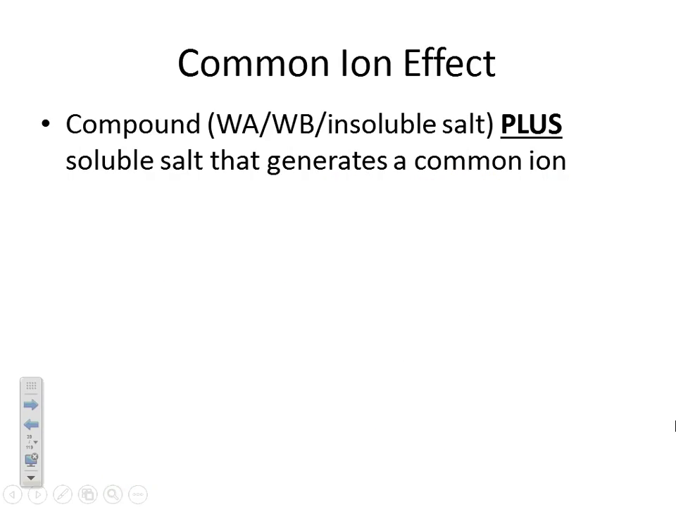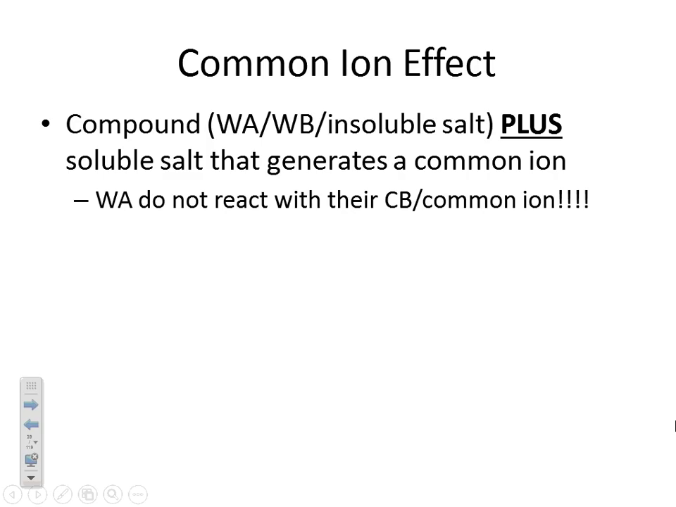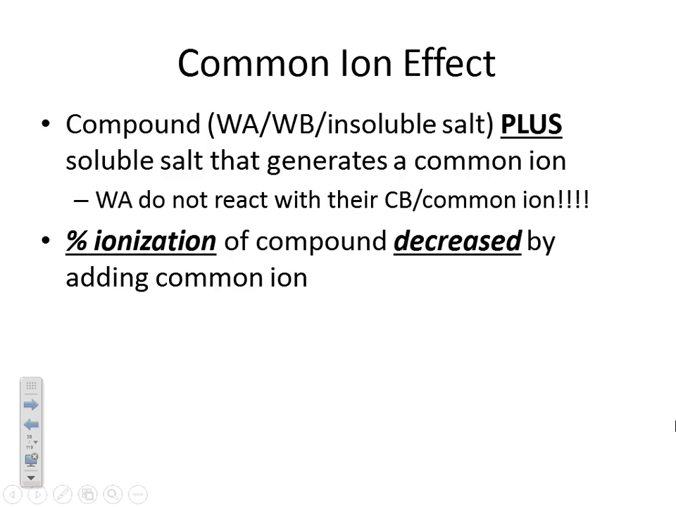Now, the common ion effect, putting it another way, with this exact same idea: if you have a compound plus its soluble salt that generates a common ion, remember, weak acids do not react with their conjugate bases, which is sort of what we saw in the previous slide. NH3 does not react with NH4+, right? They're conjugates of one another. It causes, this is the big point, that left shift towards the reactants cuts down on the percent ionization of your compound, and it could be the percent ionization of your acid, the percent dissociation of your base, or the percent dissociation of a Ksp, of an insoluble salt.